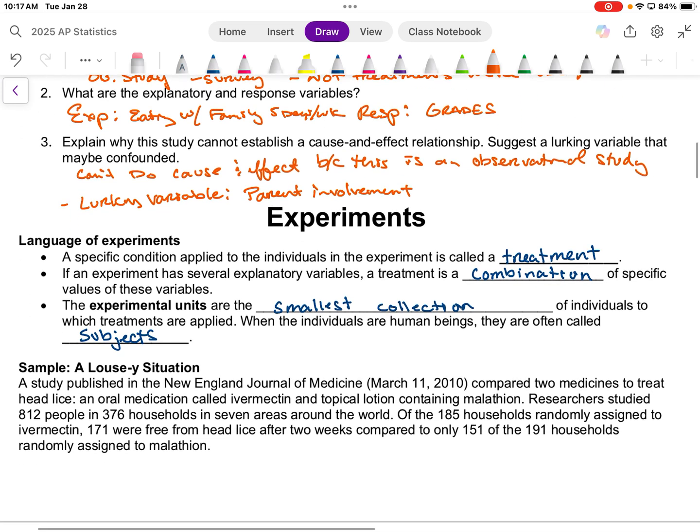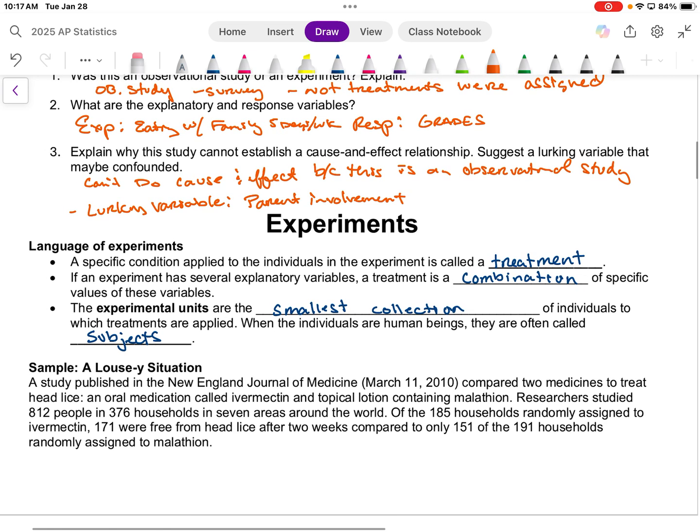Experiments. When we look at the language of experiments, a specific condition applied to the individual in the experiment is called a treatment. If an experiment has several explanatory variables, a treatment is a combination of specific values of these variables. The terminology experimental units are the smallest collections of individuals to which treatments are applied. When the individuals are human beings, they are often called subjects.